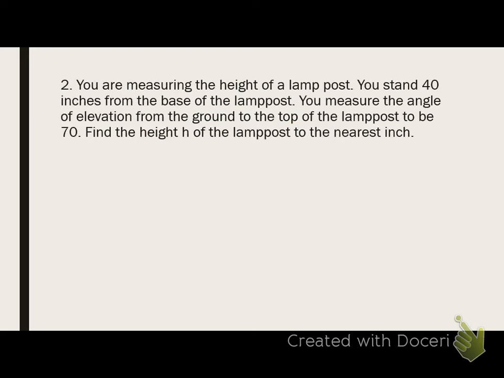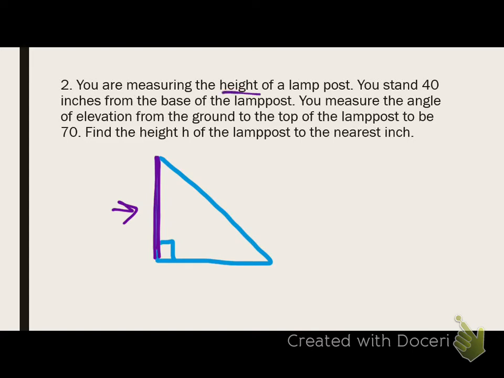You are measuring the height of a lamppost. You stand 40 inches from the base of the lamppost. You measure the angle of elevation from the ground to the top of the lamppost to be 70. Find the height h of the lamppost to the nearest inch. So we're going to have a right triangle, right? Use words. If I were drawing this, what is my vertical side? I don't want a number, I want a word. What is it? The height of the lamppost. So I'm going to call it the lamppost right now. Looks weird to have 2 P's like that, but here we are.